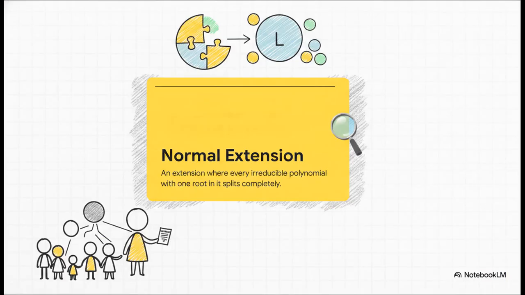With separability secured, we turn to the second, slightly more demanding pillar, normality. For an extension to be normal, it really has to act like an all-inclusive package deal. If every irreducible polynomial over your base field K that has just one single root in your extension field L actually splits completely into linear factors inside L, then you have normality. You can't just selectively include roots. If one root gets an invite into the field, the entire set of sibling roots has to be there too.